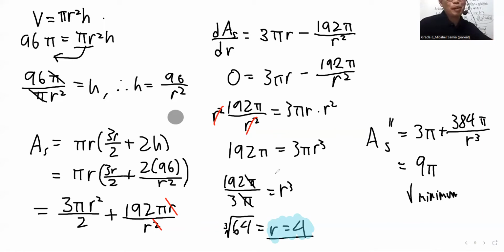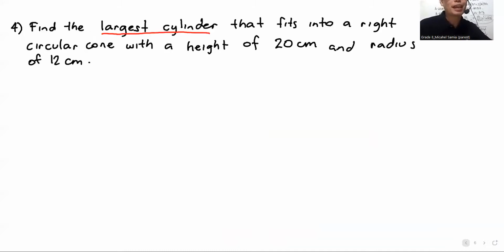So the problem states: what is the radius of the can with the smallest surface area? So it should be a minimum. Okay, that's problem number 3. Now the next is: find the largest cylinder that can fit into a right circular cone, with a height of 20 centimeters and a radius of 12.